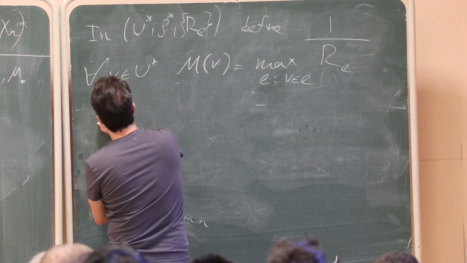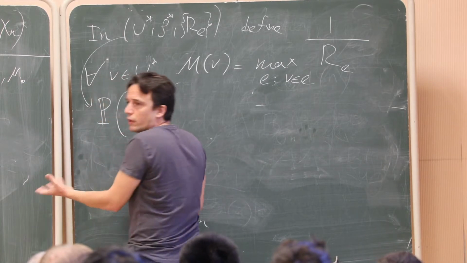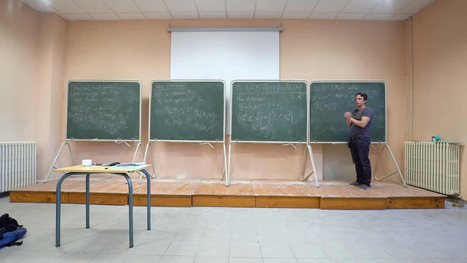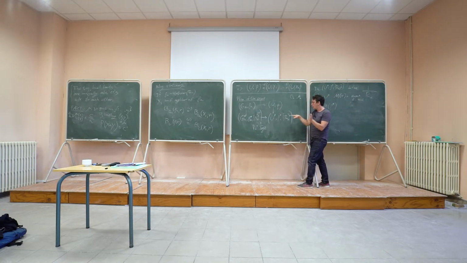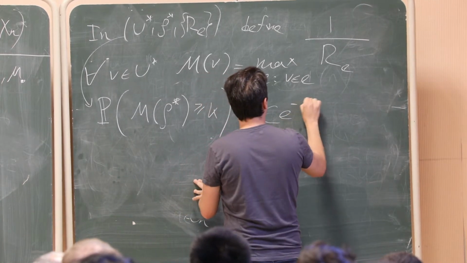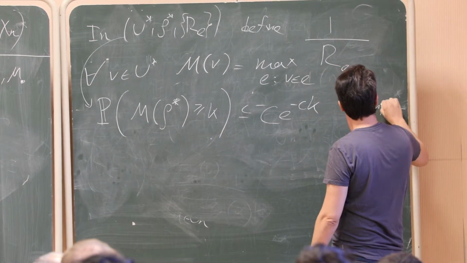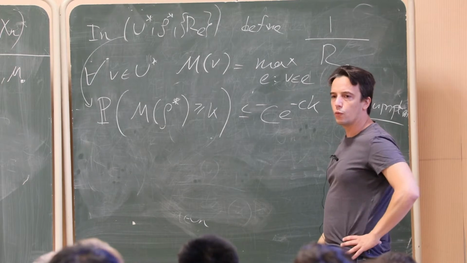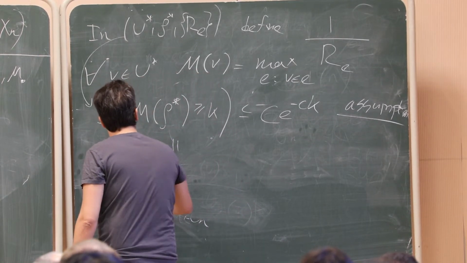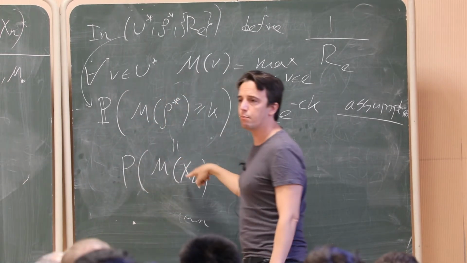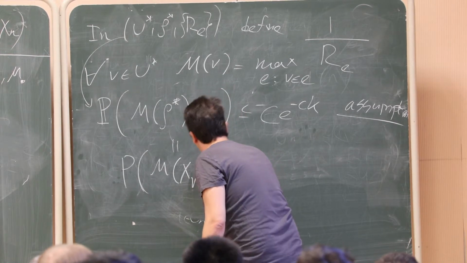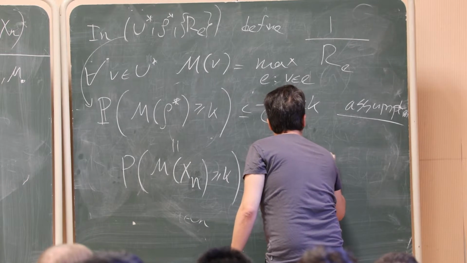So we know that the probability in U star, rho star that the degree that you came from, you can think about this as the degree of the tree that rho has turned into. The original rho has turned into a certain tree, and this M is the degree of that tree. So the probability that this is bigger than k is exponential in k. This is our assumption. And we also know, because of stationarity, that the probability that M of X_n, where X_n is the simple random walk on this graph, is bigger than k is smaller than C e to the minus ck.